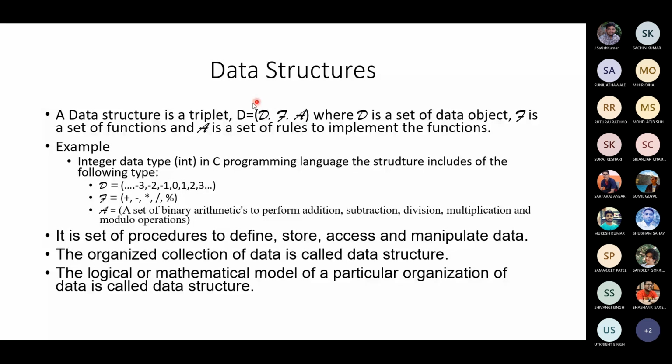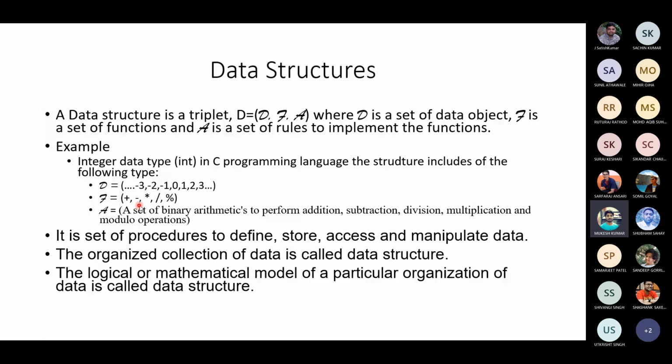For example, when I say integer data type, int in the C programming language, the structure includes the following. When I say domain, the range of values will be minus 32. When you say integer, it has 2 bytes. So with 2 bytes, maximum you will get 2 to the power of 16. Or 4 bytes? Nowadays it's 4 bytes, so it is 2 to the power of 32 number of bits you can store. So it can go to minus 2 to the power of 16, right? So those many values you are able to store.